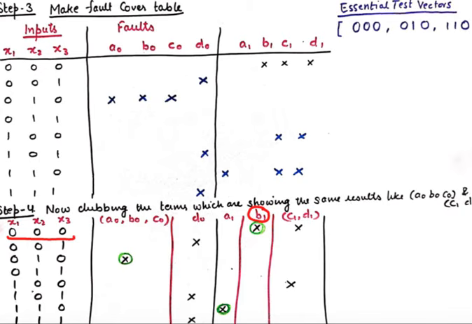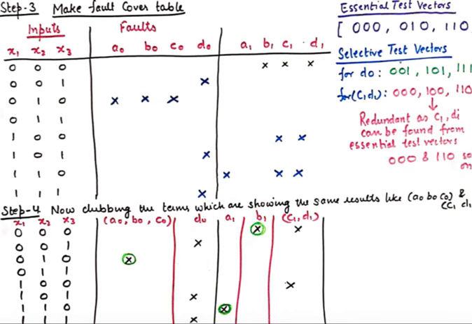Similarly, is 1, 1, 0 an essential test vector? Yes, because A stuck at 1 is causing a problem there, and we are not testing 1, 1, 0 for any other combination of inputs. So this is essential. Similarly, check it for 0, 1, 0. These three could cause a problem, and we are not checking it for any other inputs. This becomes essential. And then what about the non-essential or the selective test vectors?